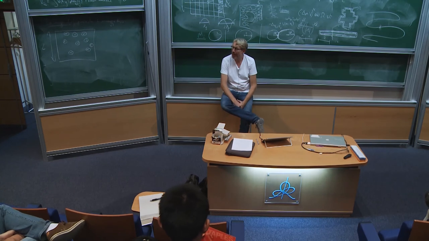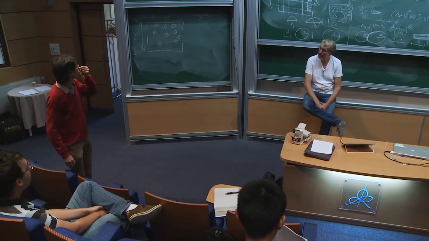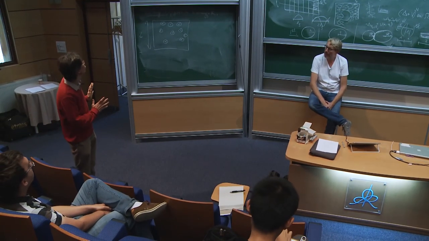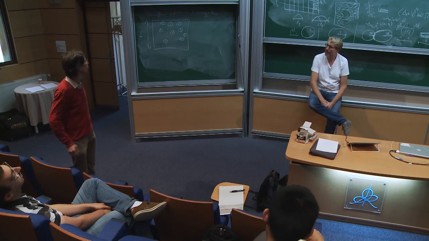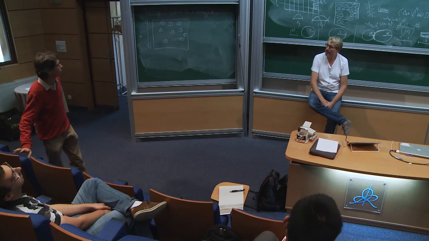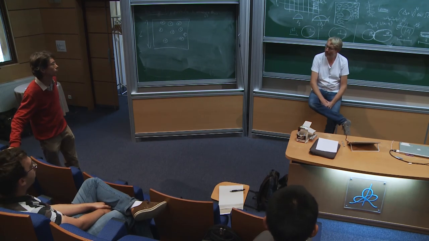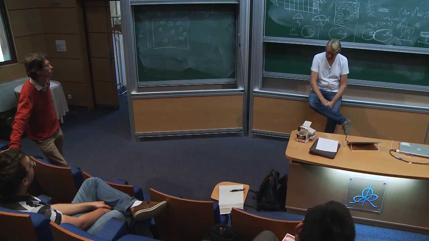Question: did this analysis of the shapes of the domains play a role in the proof of localization for the one particle model, like for this random displacement model or random Poisson model? Sorry, when you look at localization of one particle. No. No, it didn't.